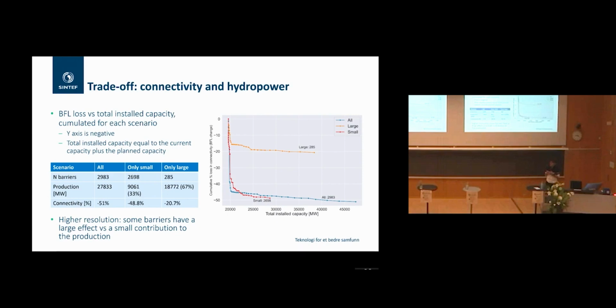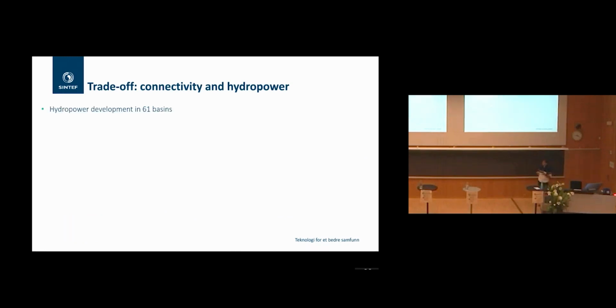We can also go to a higher resolution. Here you can see there are some barriers that clearly have a higher effect than others. For example, this one causes a huge decrease in connectivity, but there's no contribution to the production. So let's go not one by one, but I will show you some examples.